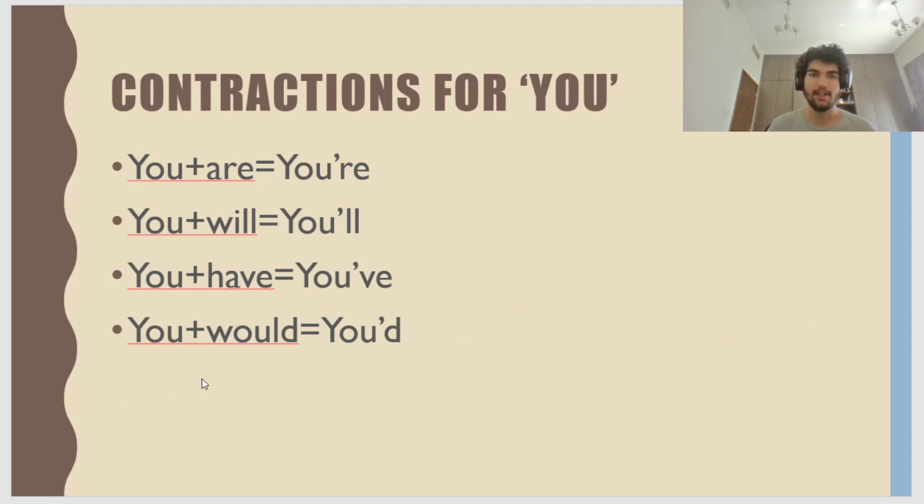So you has again four contractions. They are you plus are giving you're, you plus will giving you'll, you plus have giving you've, and you plus would giving you'd. Now, if we were to use this in a sentence, you can say, you have done this. So instead of saying you have, you can make it you've done this.